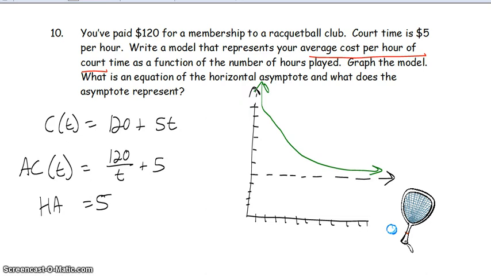If I pay $120 as my fixed cost and then spend 100 hours on the racquetball court, that's what, $620 divided by 100 hours, I'm averaging about $6.20 per hour. The more I use it, the more my average cost goes down. However, we can never ever reach this $5. The $5 is the average cost that it will never hit.